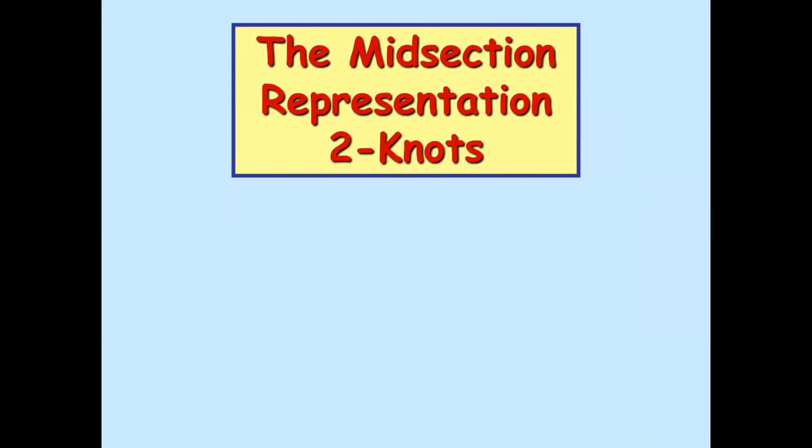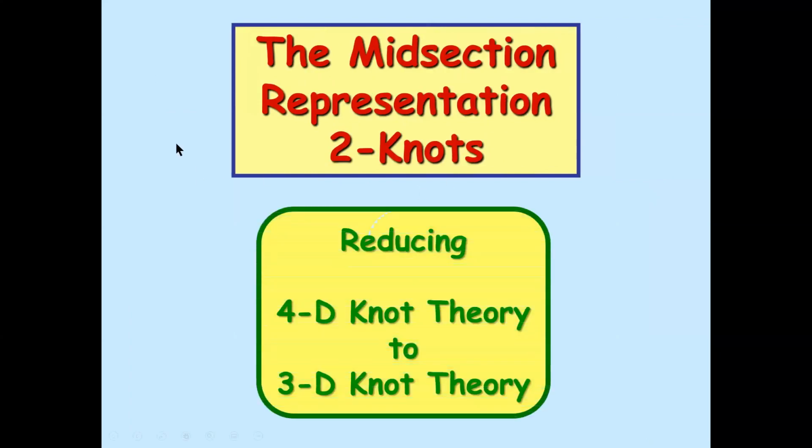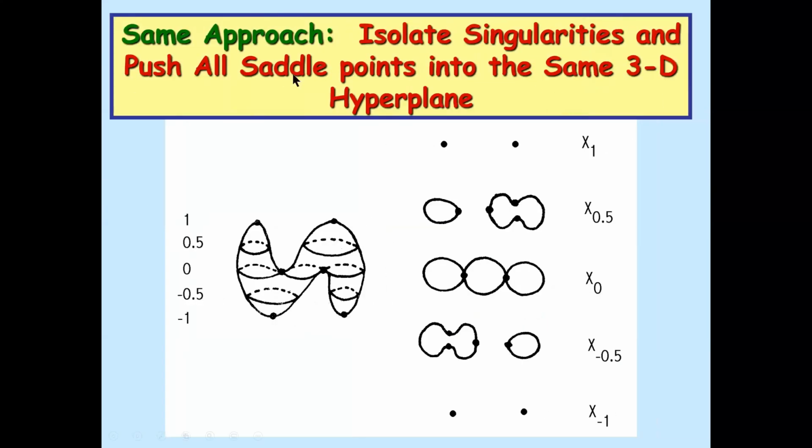And we use the midsection approach. We'd like to reduce 4D knot theory to 3-dimensional knot theory. And we'll use the same approach we used in Flatland. Essentially, we push all the saddle points up into the same level. We can jiggle the surface, so this is so. So all the information is essentially contained in the mid-level, the midsection, provided all saddle points are labeled as to how they will open up above and below.